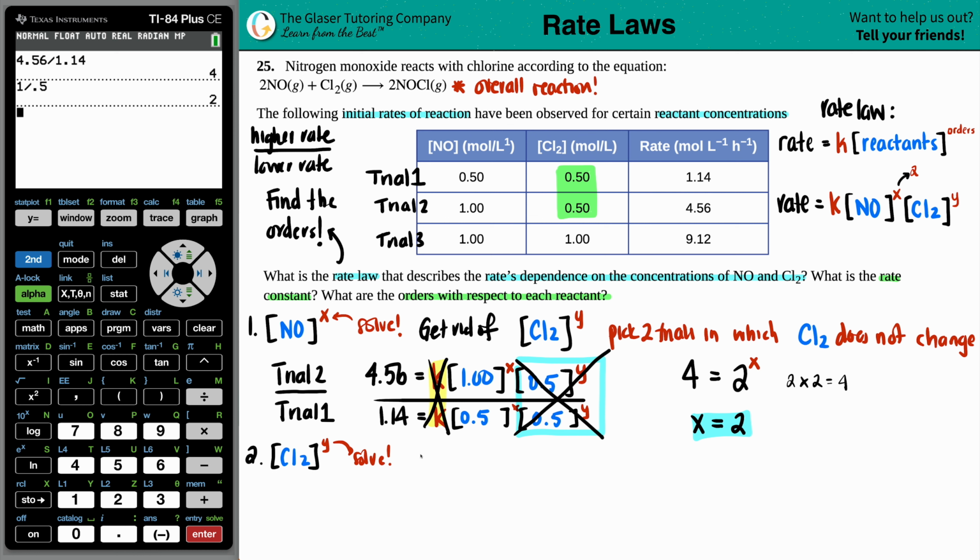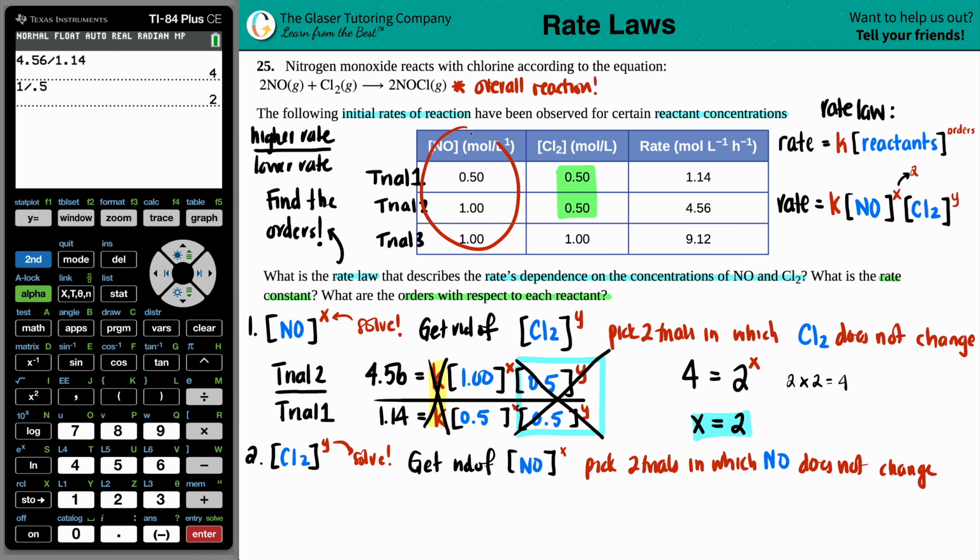So instead, we now need to get rid of, you got it, the NO, right? So we want to pick 2 trials in which the NO does not change. So it's basically the exact same thing, but you're just flipping it. So I go back to my chart, and for the NO, pick 2 trials in which NO does not change, and it's trial 2 and 3.